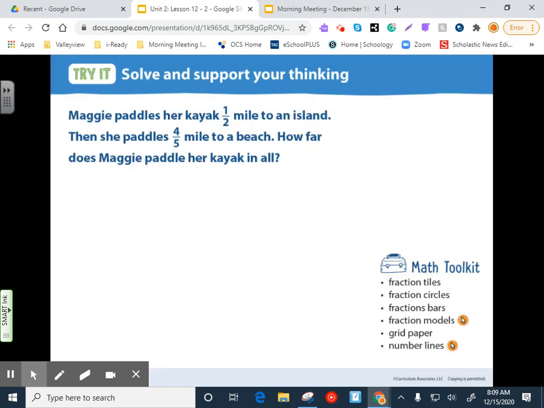All right, so Maggie paddles her kayak half a mile to an island. Then she paddles 4/5 mile to a beach. How far does Maggie paddle her kayak in all? So classic example of if you see that phrase in all, that does always mean to add. So again, sometimes with these word problems, there's not much creativity in it. You just kind of look out for similar phrases.